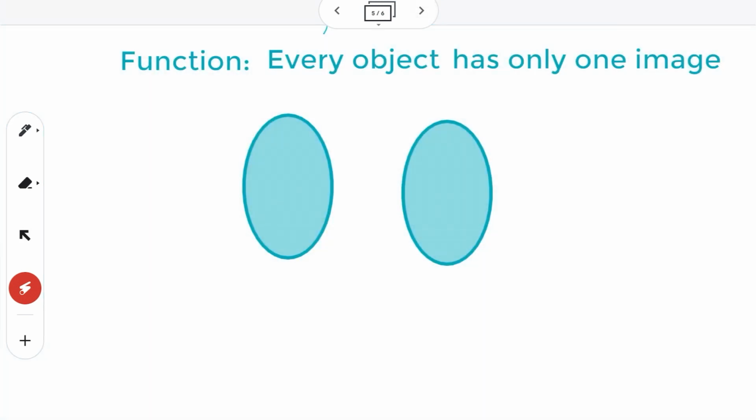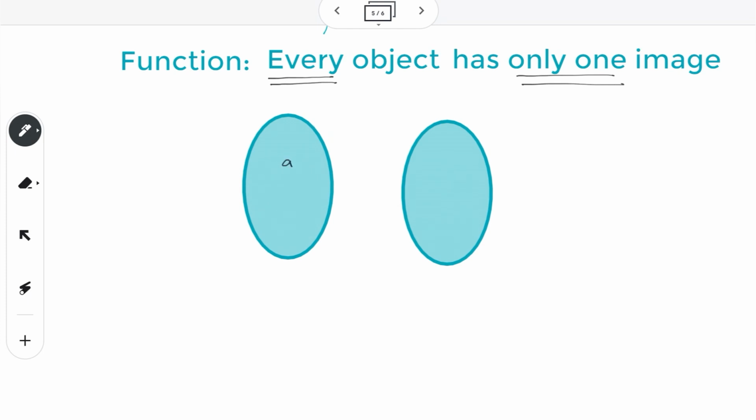And now to talk about what actually a function is. The only definition you need to memorize for what a function is, is that every object, and the keyword is every, object has only one image. Right? There are 2 keywords here, every and only one. So let's talk about what this means.